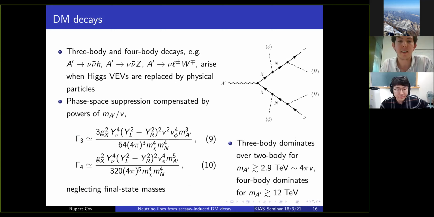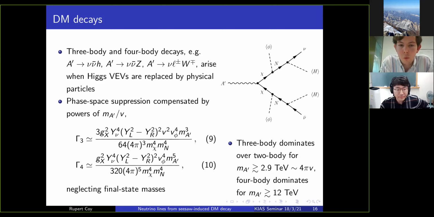And then we can consider multi-body decays. And there's an interesting thing here, because the common story is that 3-body and 4-body decays are always suppressed relative to 2-body ones, because you have the phase space suppression factors of 16 pi squared, basically, for each extra body.